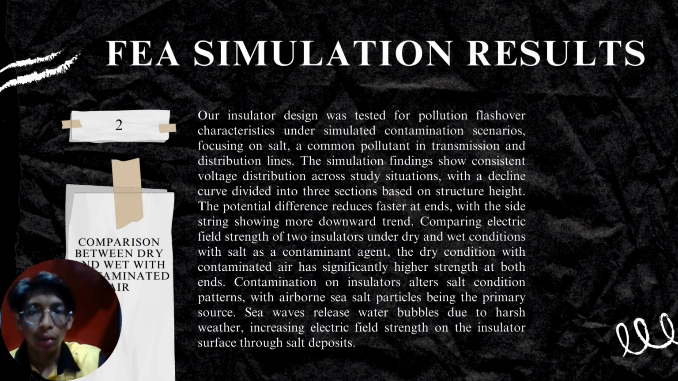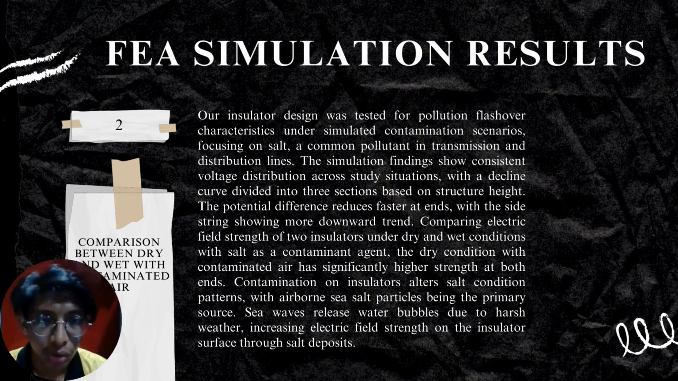Okay, next is the comparison between dry and wet with contaminated air. So our insulator design was tested for pollution flashover characteristic under simulated contamination scenarios, focusing on salt, a common pollutant in transmission and distribution lines. The simulation findings showed consistent voltage distribution across study situations, with a decline curve divided into three sections based on structure height. The potential difference reduced faster at the ends, with the side string showing more downward trend.